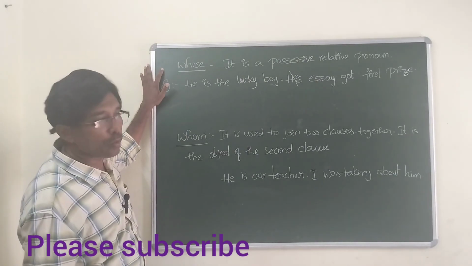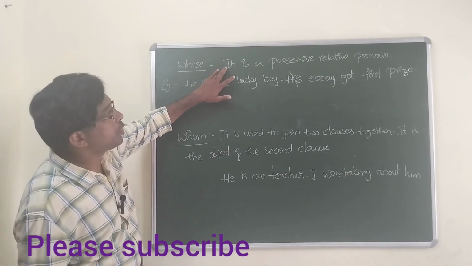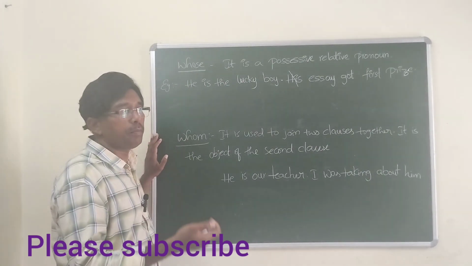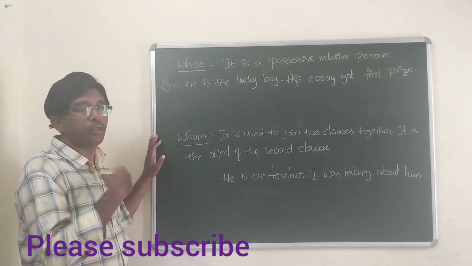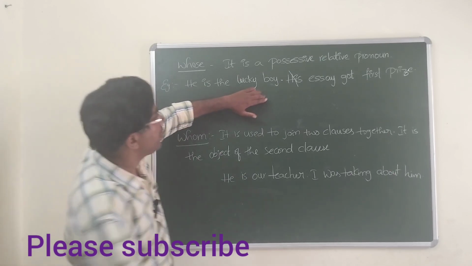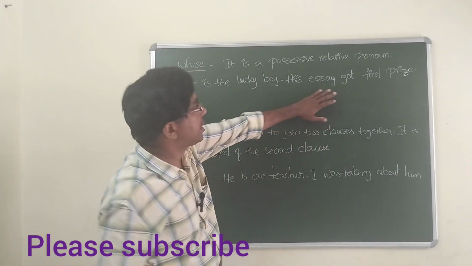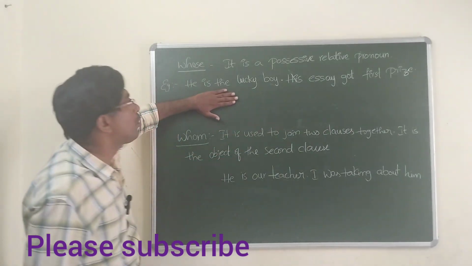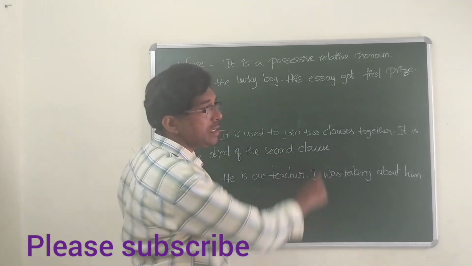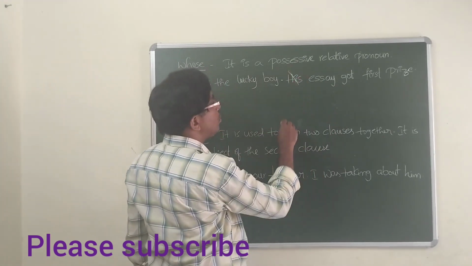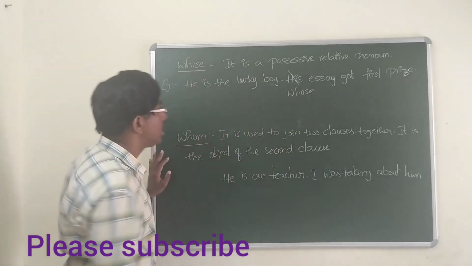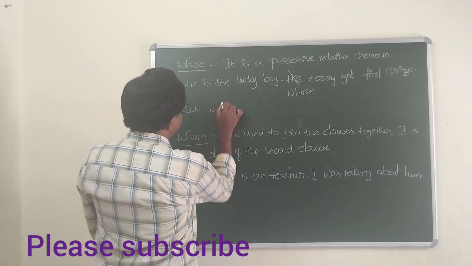Whose is a possessive relative pronoun. Where we should use it: in the sentence we are describing possession, meaning the ownership. Like that, if we are discussing possession in the sentence, we should use whose. See your example. He is the lucky boy. His essay got first prize. He is the lucky boy is the main clause, and his essay got first prize is the subordinate clause. In the subordinate clause, we have to remove the pronoun his. Instead of that, we should write whose.